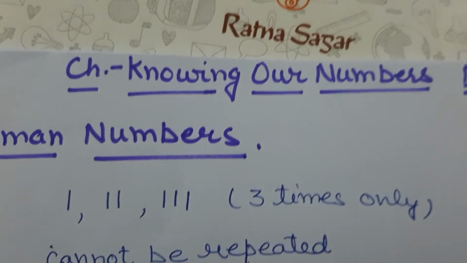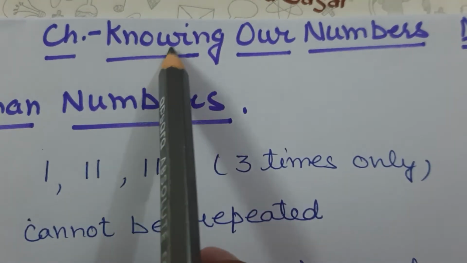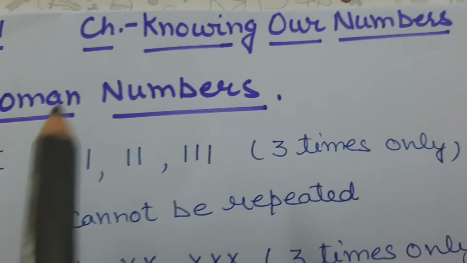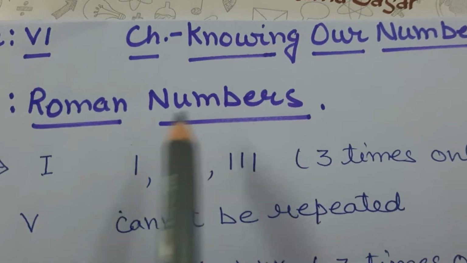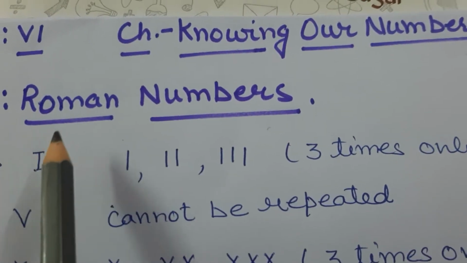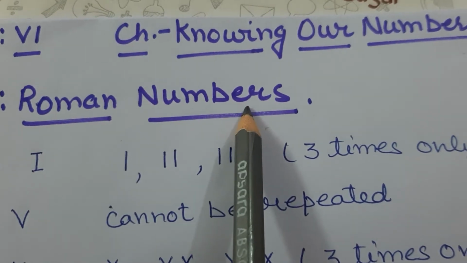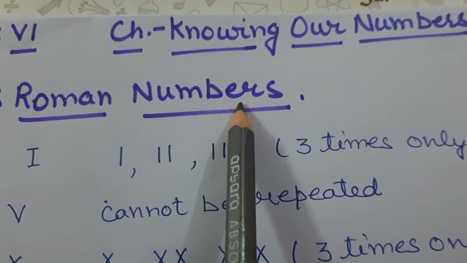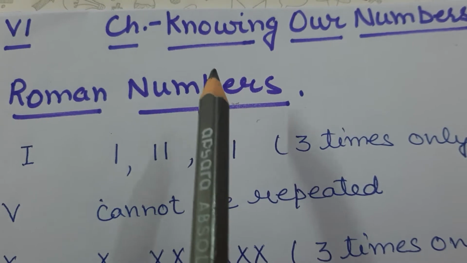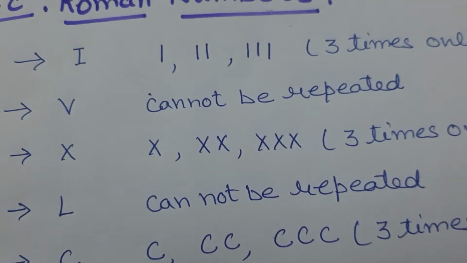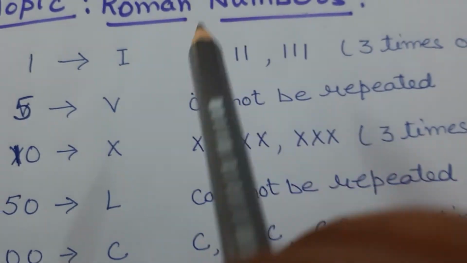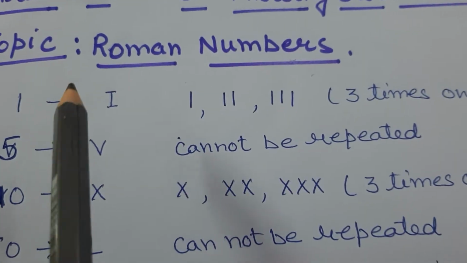So students, as you know, we are doing the chapter Knowing Our Numbers. Today we will do its last topic, that is Roman numbers. Students, you have been doing Roman numbers since grade 3, so this is very easy for you. I'm just recalling all the rules which you have done in your lower classes.